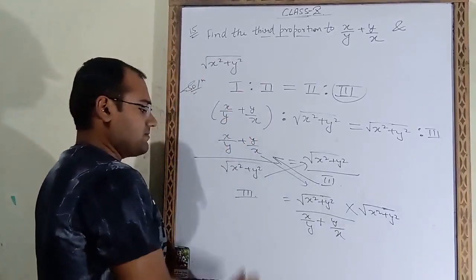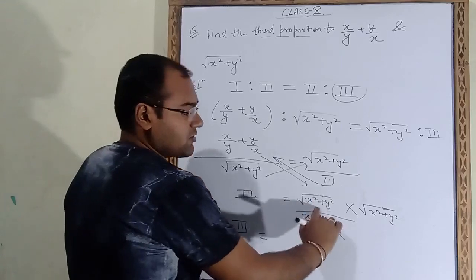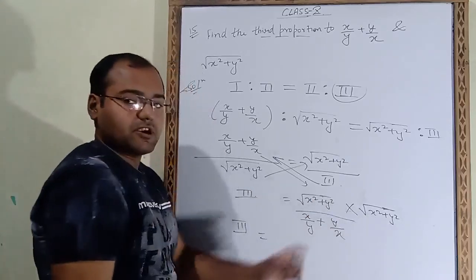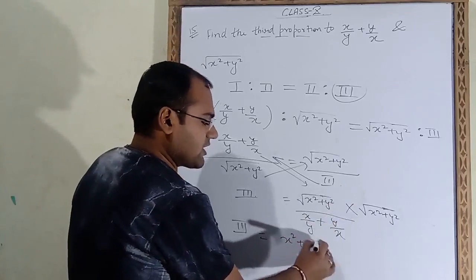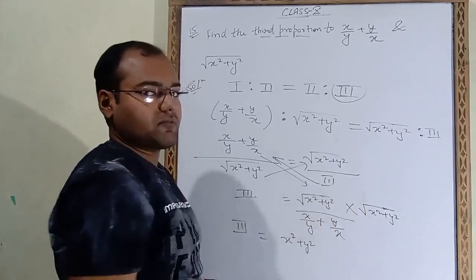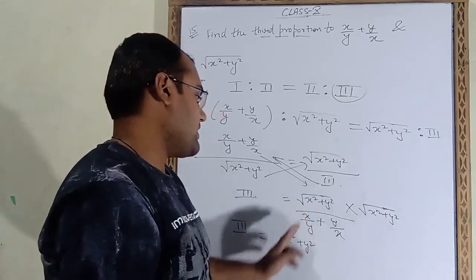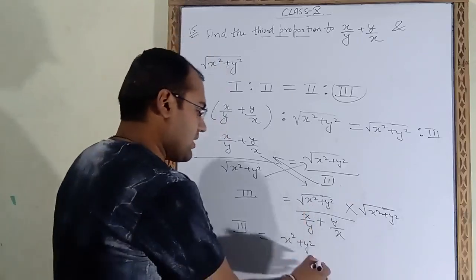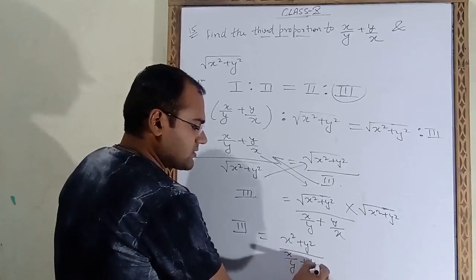Now next step, third proportion: same root multiplied with the same root. When we multiply these two, the answer will be x square plus y square. Same number multiplied with same number, so this square root sign will get removed. Answer will be x square plus y square upon x upon y plus y upon x.